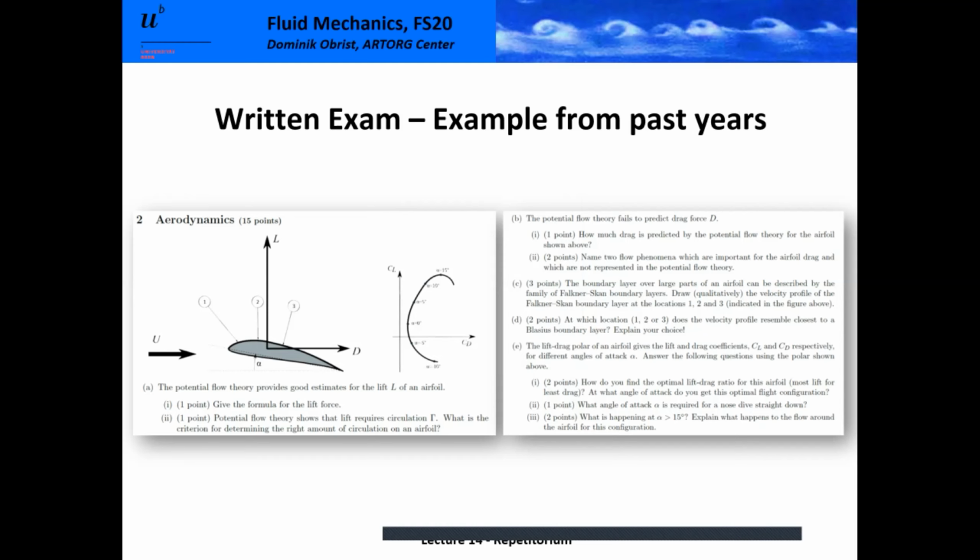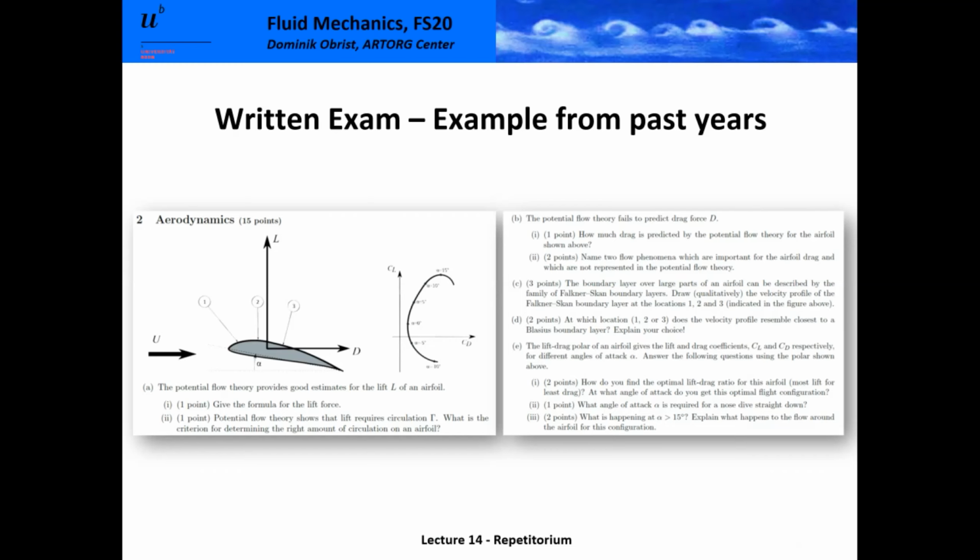We have here a problem on aerodynamics. Problem A, the potential flow theory provides good estimates for the lift of an airfoil. Give the formula of the lift force. That's L equals rho times U times gamma. That's what we just had on one of the slides before. Potential flow theory shows that lift requires circulation gamma. What is the criterion for determining the right amount of circulation on an airfoil? Those of you who remember, they remember that it's the Kutta criterion, that there should not be any flow around the trailing edge. Those who do not remember that, well, probably that's something you should learn in preparation for the exam.